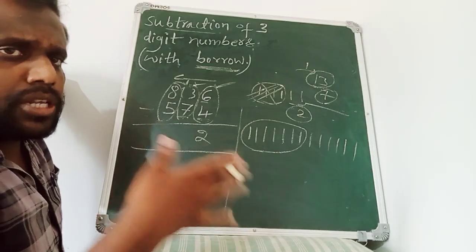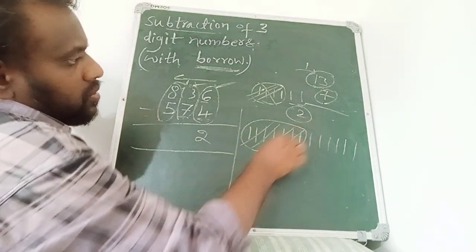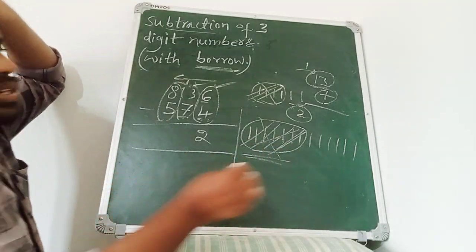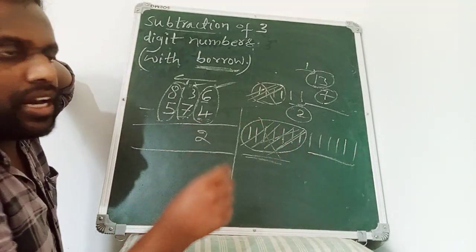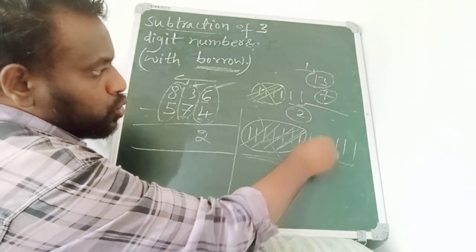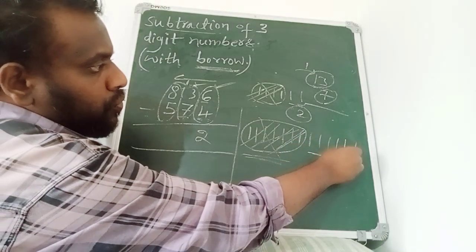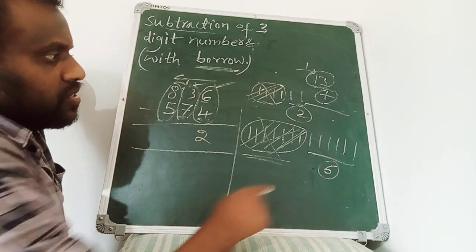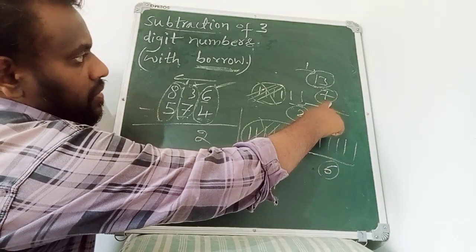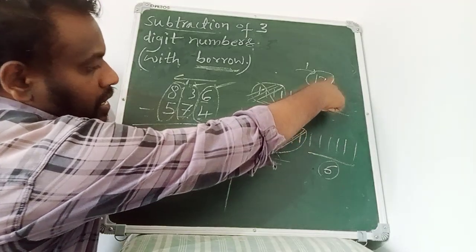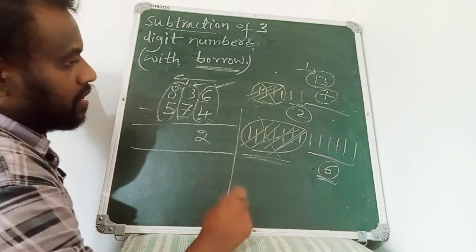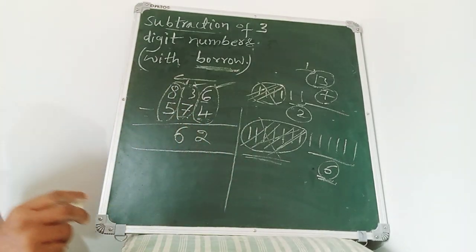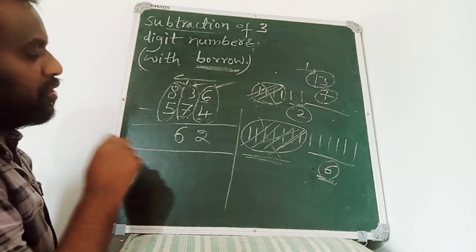Now subtraction means remove. I will remove this. Now assume these are not there. What is left? How many lines are left? Just count. 1, 2, 3, 4, 5, 6. 6 lines are there. So 13 minus 7, when you subtract 7 from 13, we will get 6. This 6 you write here. You understood, right? That's how it works.